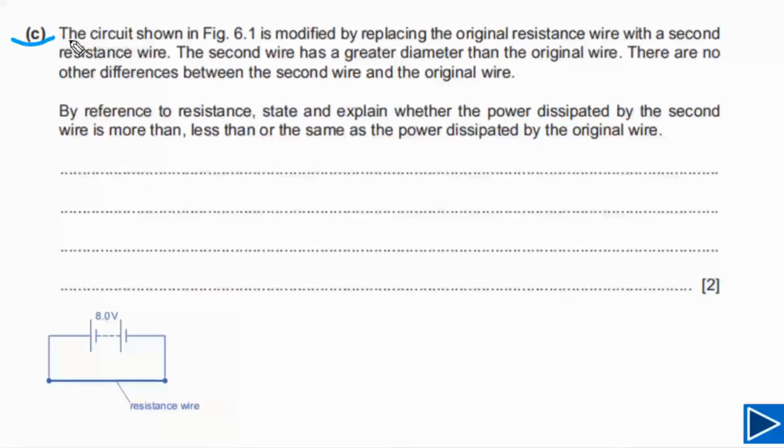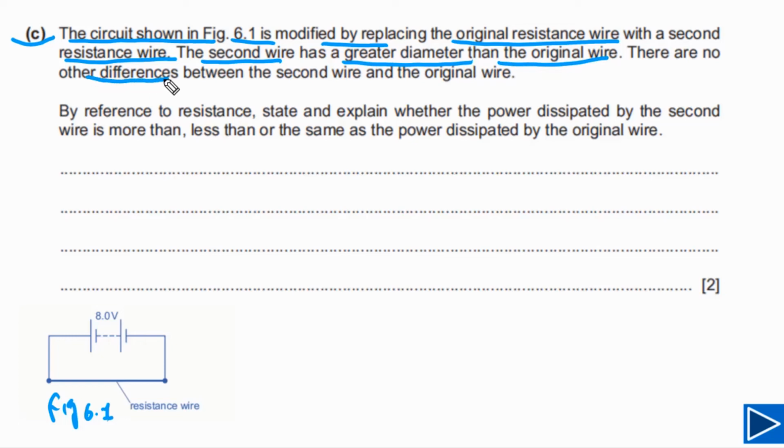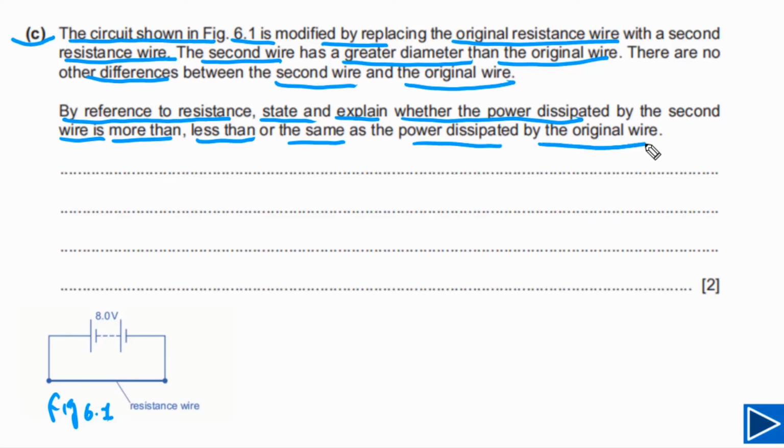For part C, it is given to us the circuit shown in figure 6.1 is modified by replacing the original resistance wire with a second resistance wire. This is figure 6.1. So simply we can write here the figure 6.1. The second wire has a greater diameter than the original wire. There are no other differences between the second wire and the original wire. By reference to resistance, we need to state and explain whether the power dissipated by the second wire is more than, less than, or the same as the power dissipated by the original wire.